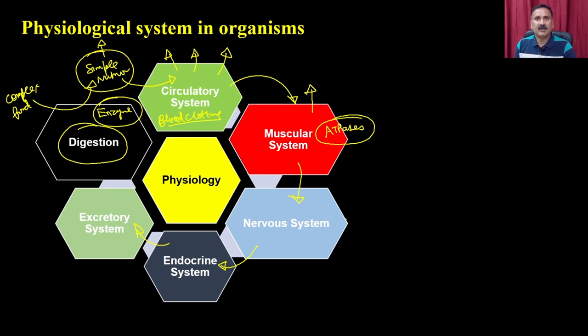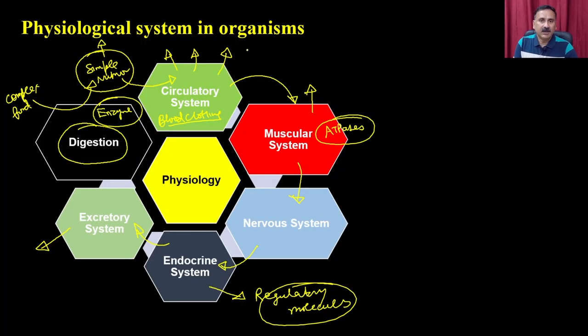In the nervous system also, you have many signaling molecules which participate in relaying the signal from one part of the body to another. And then the endocrine system is the system which produces the regulatory molecules, and these regulatory molecules are part of controlling the different types of processes. And then we have the excretory system. In the excretory system also, we have different types of enzymes which participate in, or regulate, the renal activities, and that's how they also contribute to running the physiology of the organisms.